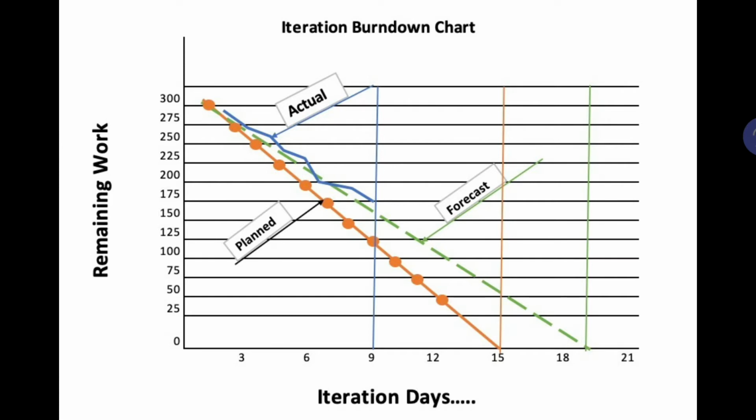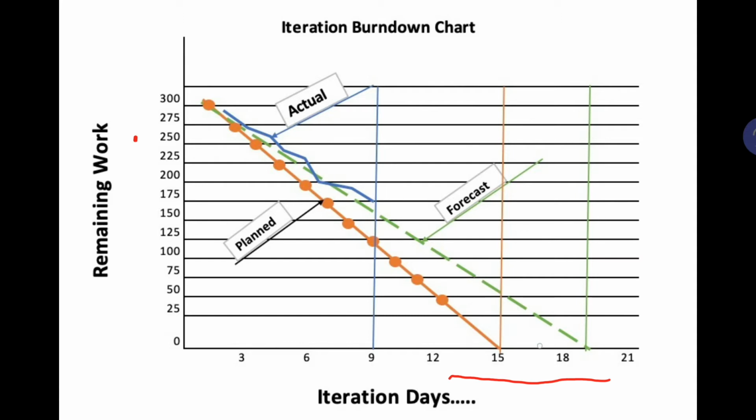What is an iteration burndown chart? This is a chart that we use to check our remaining work, like how many activities are remaining. Here you can see we have a set of activities on the y-axis, and on the x-axis we have our duration in days. Say we have 300 tasks that we need to complete within 15 days. This orange line is our planned value: we have planned to complete all 300 tasks in 15 days.